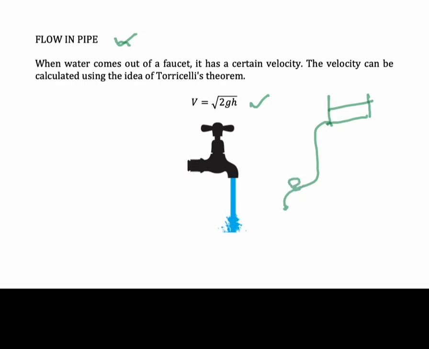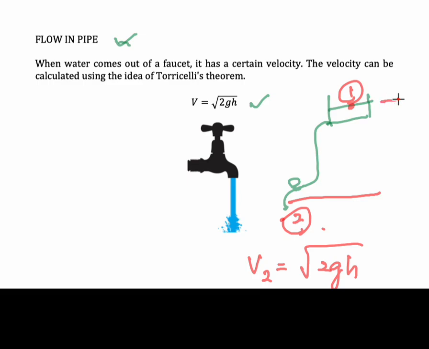If we calculate using the Bernoulli equation, this is point number 1 and this is point number 2. We could get that the velocity at 2 is equal to the square root of 2gh, where the h here is the distance from the outlet to the inlet. So this is the h. And for sure, this is a common phenomenon.